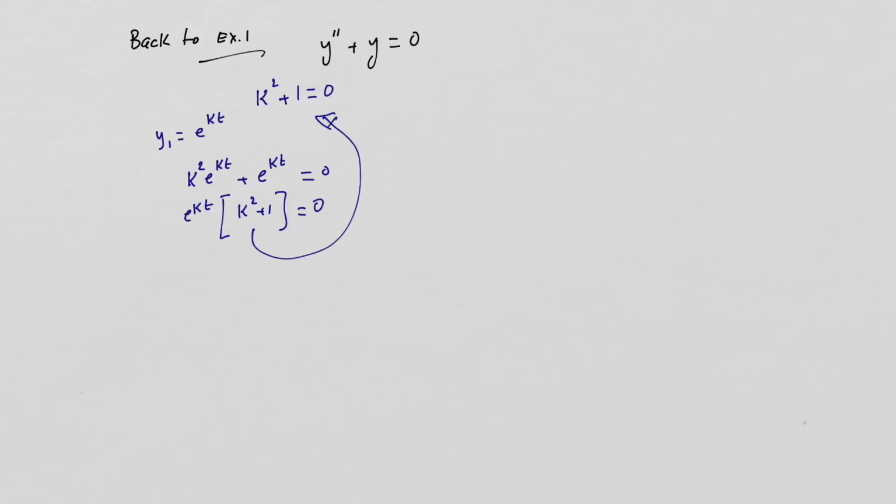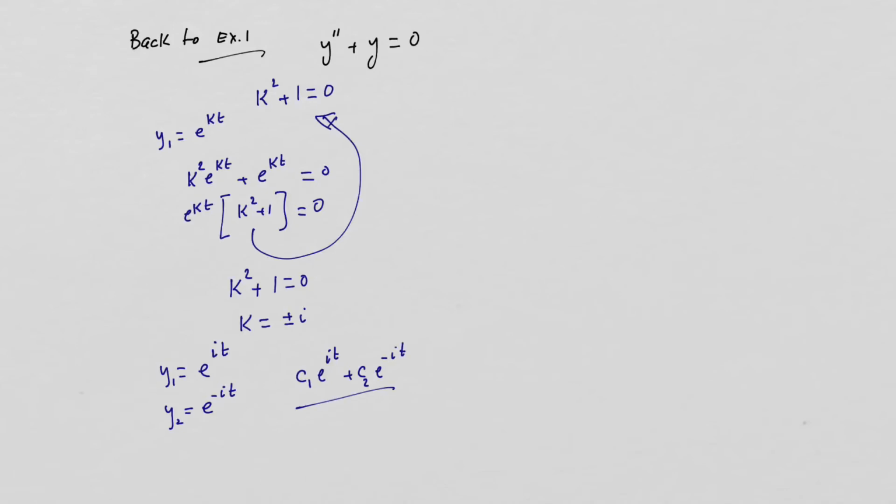So that means k squared plus 1 equals 0. The solutions will give me plus or minus i. And therefore, my two solutions are e to the it and e to the negative it. And of course, we could use the superposition principle, and we can get this solution if we care. C1 e to the it plus C2 e to the negative it.